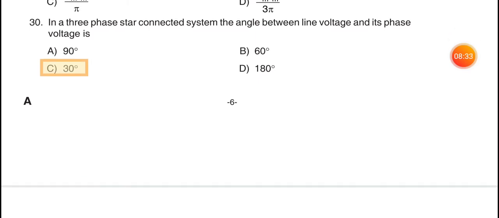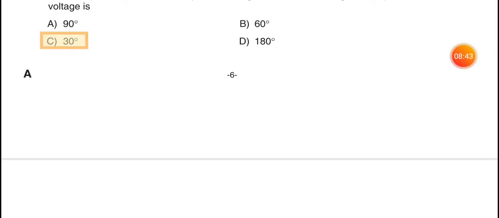30. In a three-phase star connected system, the angle between line voltage and its phase voltage is. Answer is option C, 30 degree.